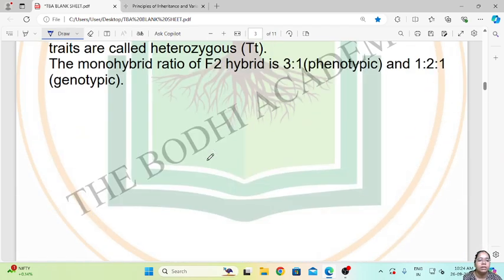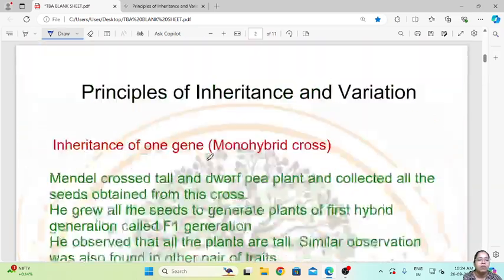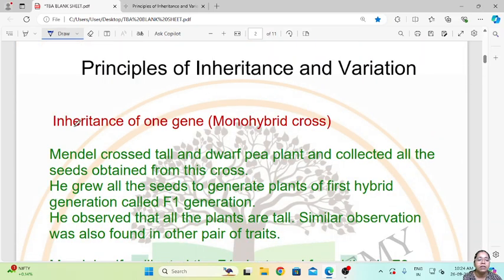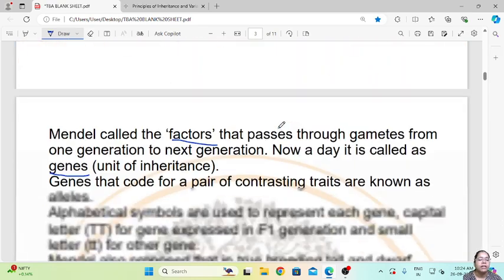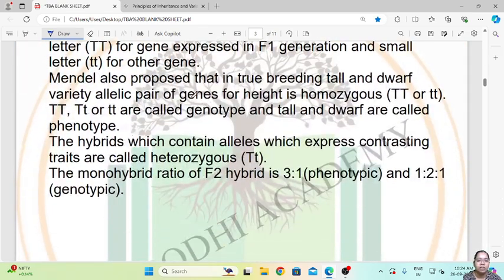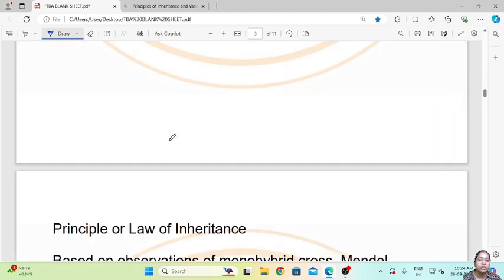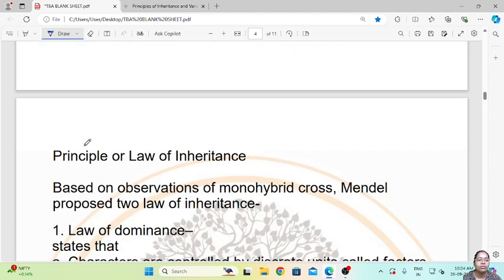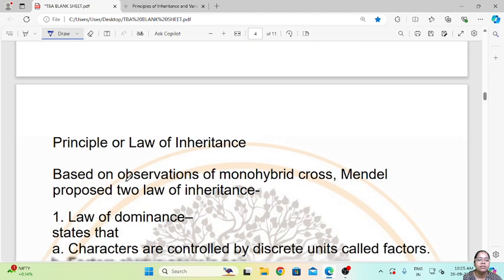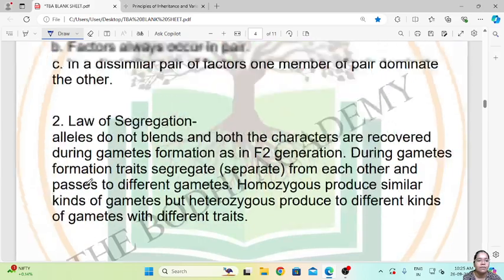In today's video, what we have learned is the inheritance of one gene, that is, what a monohybrid cross is. Then we have seen certain terms: heterozygosity, homozygosity, factors, genes. Then we have seen the alphabetical representation of factors and genes, and we have also seen the laws of inheritance, that is, the law of dominance and the law of segregation.